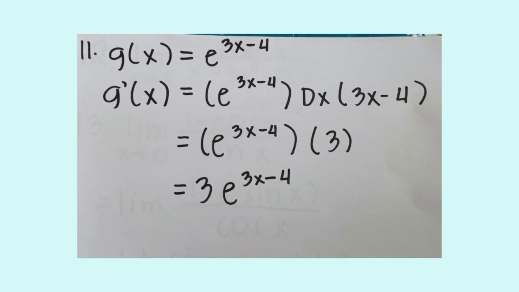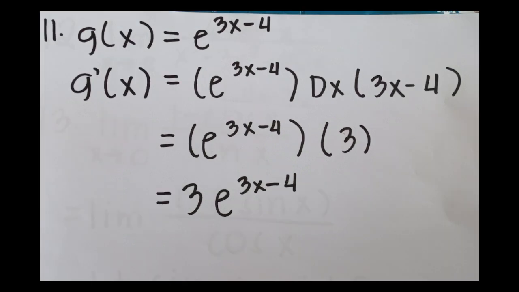In conclusion, finding the derivative of g of x equal to e raised to the power of 3x minus 4 involves recognizing the function as a composite function and applying the chain rule. The derivative of the outer exponential function e raised to u remains e raised to u, while the derivative of the inner function, the exponent 3x minus 4, is simply 3. Multiplying this yields g prime of x equal to 3e raised to the power of 3x minus 4.